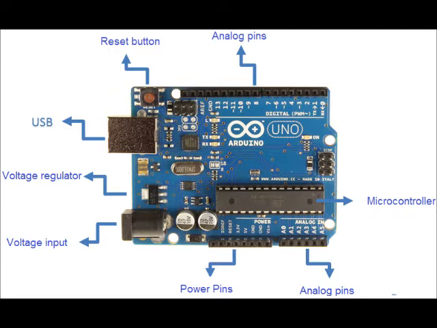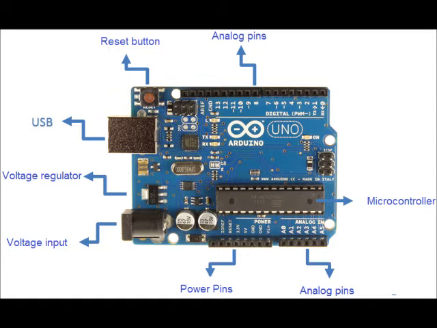The number 3 is the USB connector. This component is used to transfer data and code from the computer to the Arduino board. In addition, it is another voltage source.